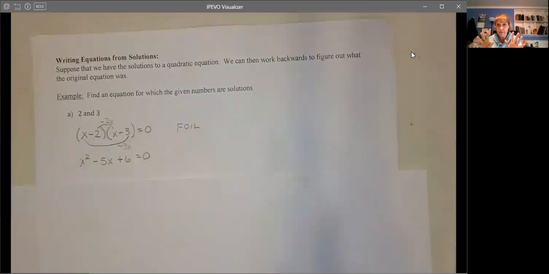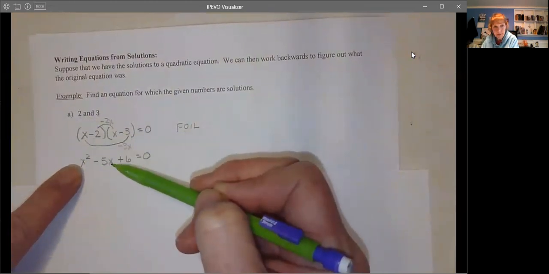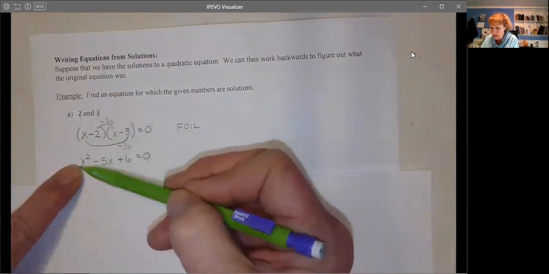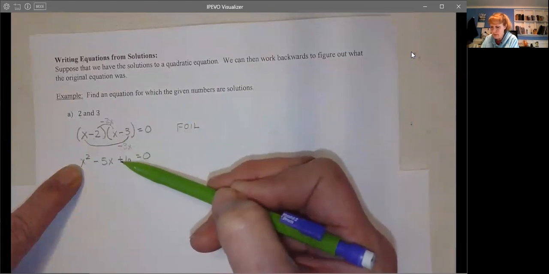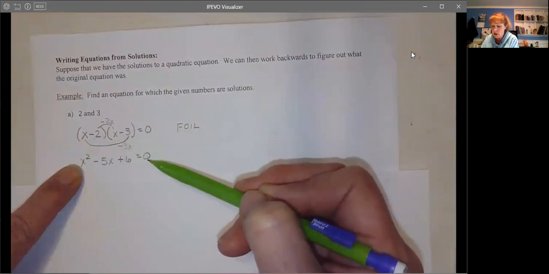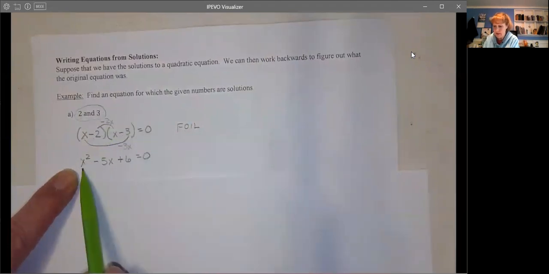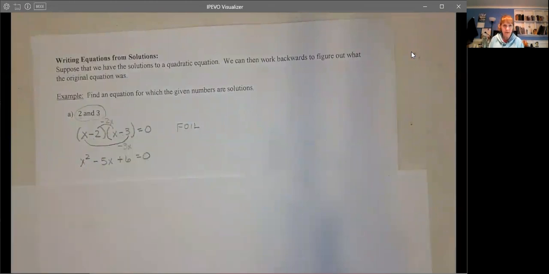What you could do, is this correct? Is this the right answer? You could do this on a test. Put 2 into your x's, and you should get a 0. Put 3 into both x's. 9 minus 15 plus 6 is 0. So these are the solutions to this. So you can check it, which is a really good idea on tests. You have time. I've given you enough time.